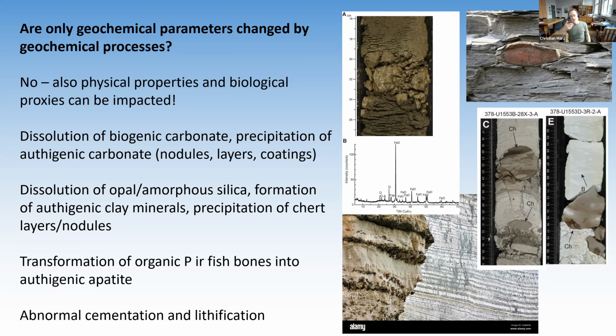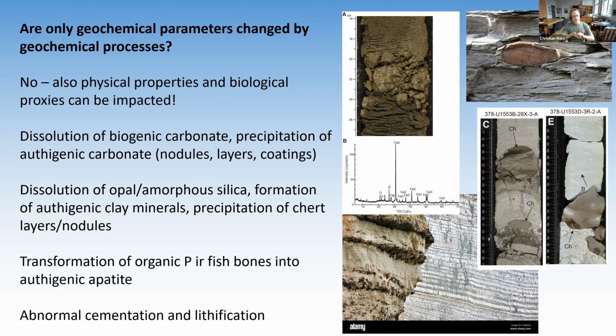That's the carbonate side. Then you have the silica side. So opal, amorphous silica, volcanic ash, biogenic silica dissolves, and that can lead to various types of precipitates. You can form orthogenic clay minerals, and you can also precipitate at a later stage chert layers and chert nodules. And there are some examples again from the IODP core, but then also from the English chalk coast, where you see this carbonate-rich material, this chalk with these interbedded chert layers.